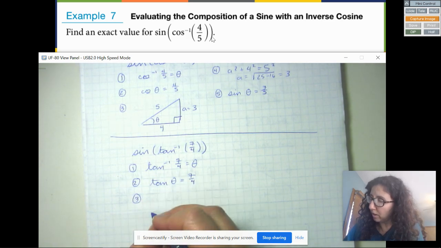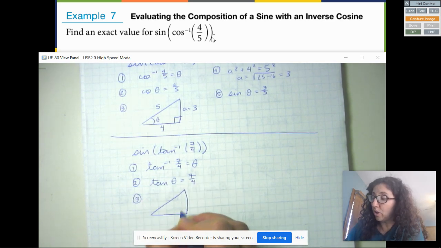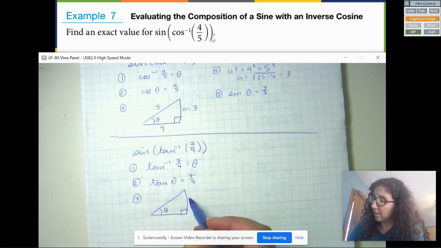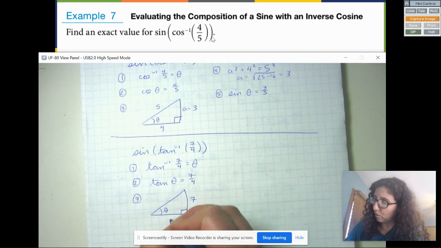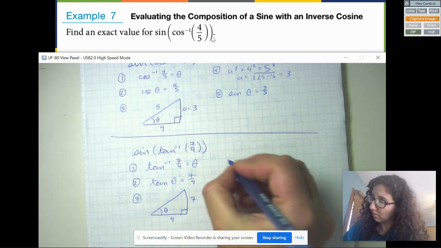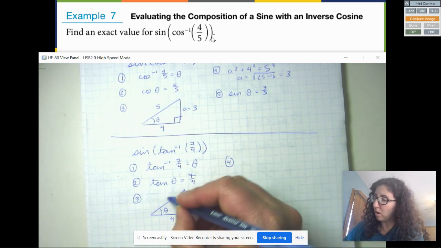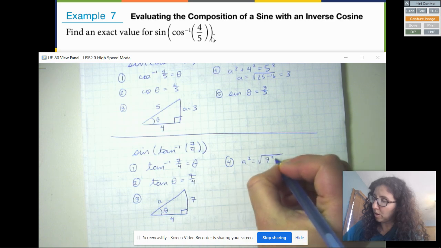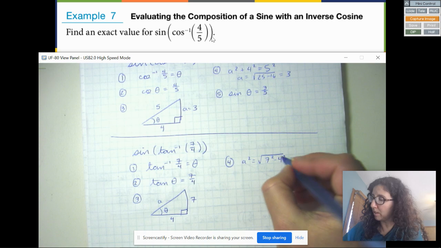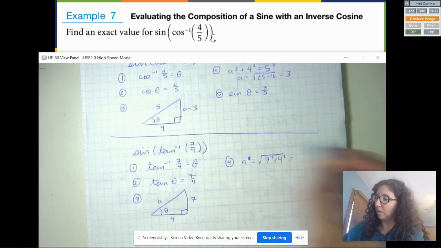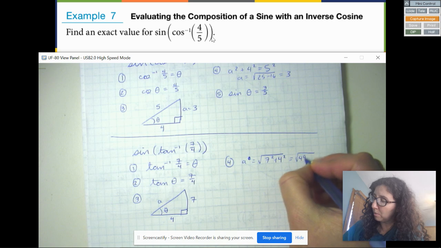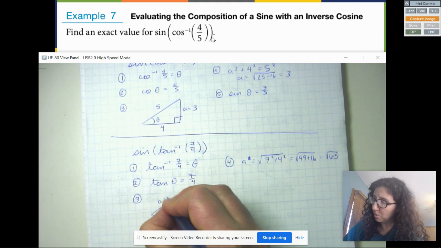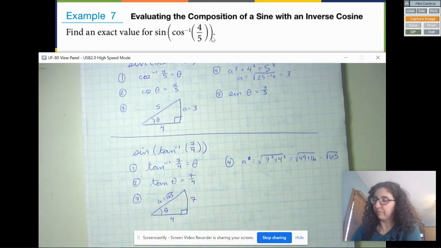Third, I'm going to draw my triangle. You gotta draw your triangle. If you don't draw your triangle, you're going to get super confused. All right, tangent of theta is opposite over adjacent, so 7/4. 4th step, we're going to solve for our 3rd side. Let's call this A. A squared equals 7 squared plus 4 squared, sorry. So A equals the square root of that. So 49 plus 16, so that's 65. So A equals the square root of 65.